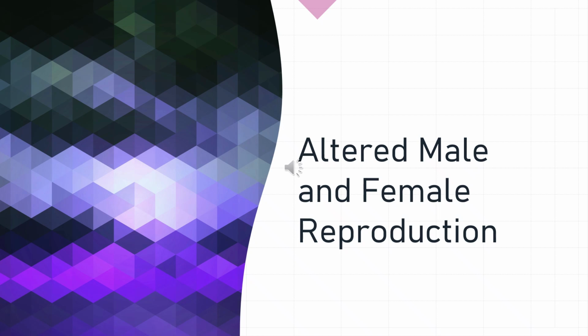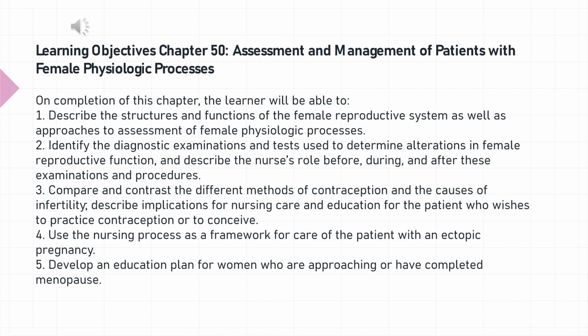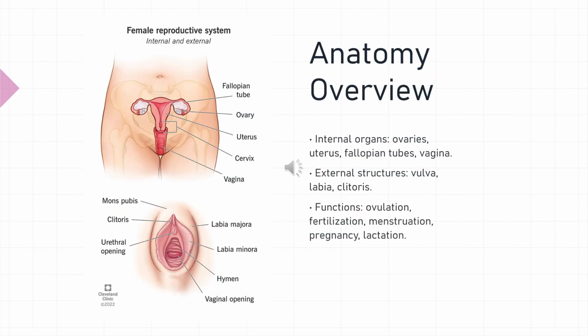This is going to be our lecture for altered male and female reproductive. Here are the objectives that you should be able to do by the end of this lecture. We are going to start with the female reproductive system.